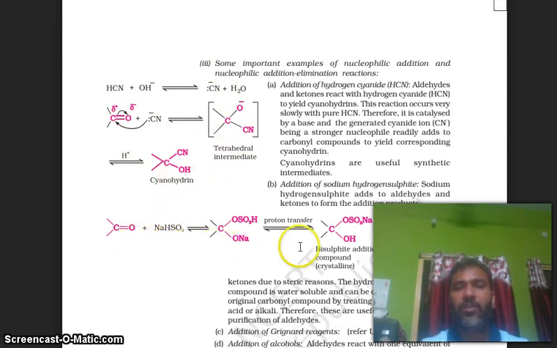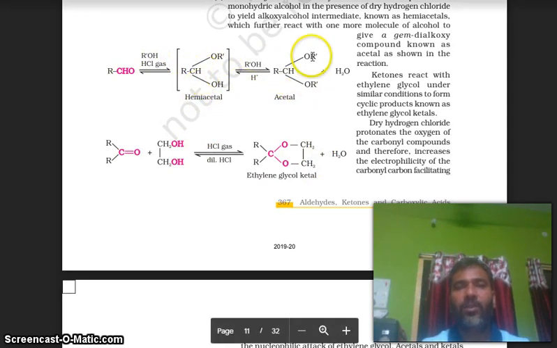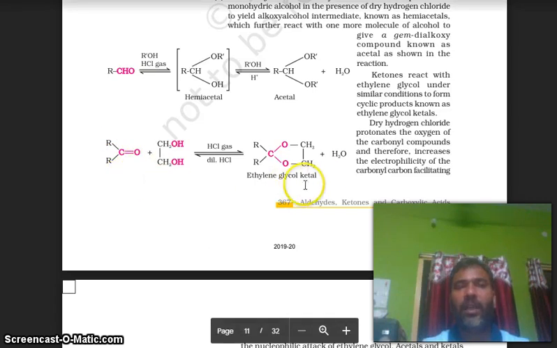In the same way, bisulfite addition compounds. You see, if you have alcohol, again in the same way forming hemiacetal and then again reacting with the second OR, acetals. If you have the ketone, then ethylene glycol gives the ketal.